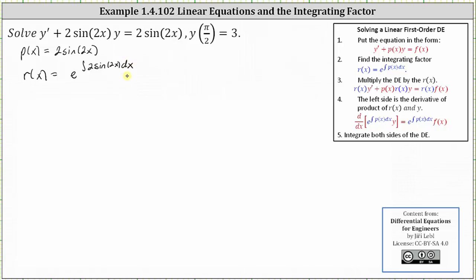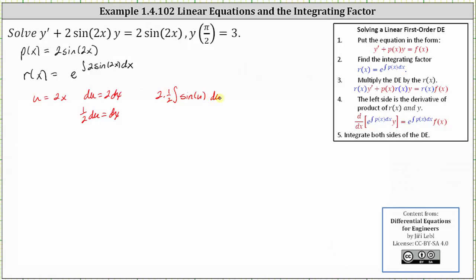This does require u substitution, where u is equal to 2x, du is equal to 2 dx, and therefore dx is equal to 1/2 du. Let's go ahead and write the integral in terms of u. Let's factor out the 2, and then dx is equal to 1/2 du, and u is equal to 2x, giving us sine u. 2 times 1/2 is equal to 1.